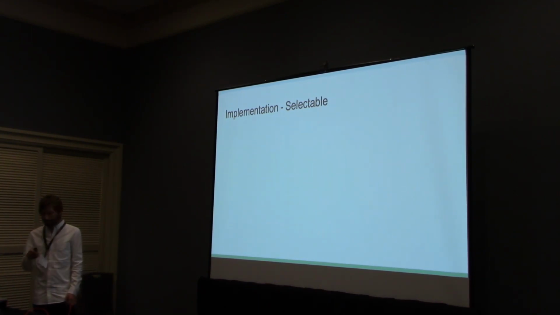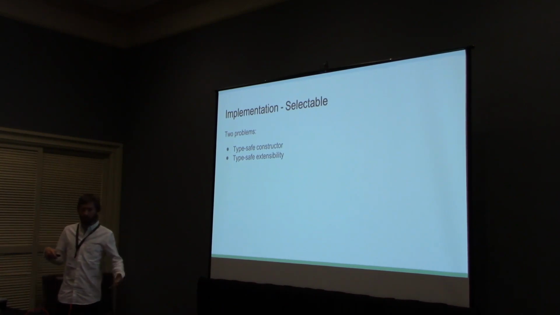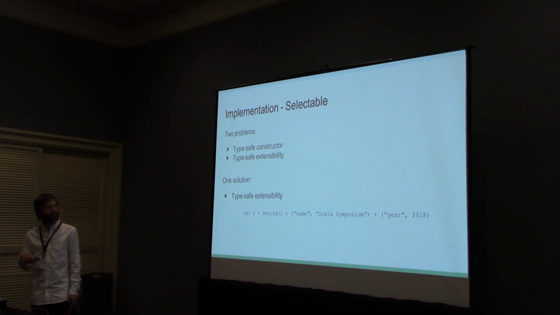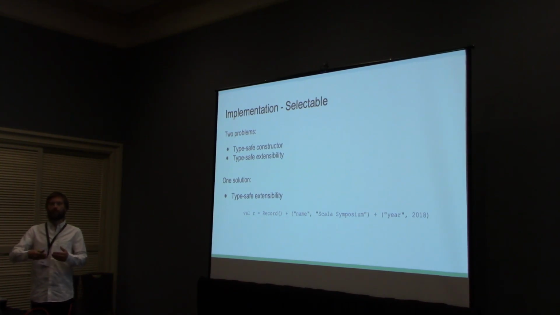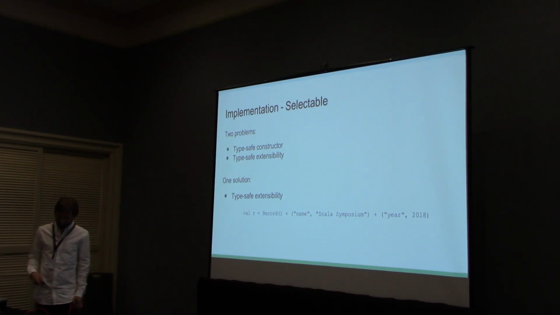So we have basically two problems: a type-safe constructor and type-safe extensibility. And in this paper, we show how we can solve both of these problems with a single solution. And that is, if we solve extensibility, we will get a constructor for free. Because it's really easy to, in a type-safe way, create an empty record, and then to construct them, we just add one field at a time. So this would be our way of constructing a structurally typed record in a safe way.